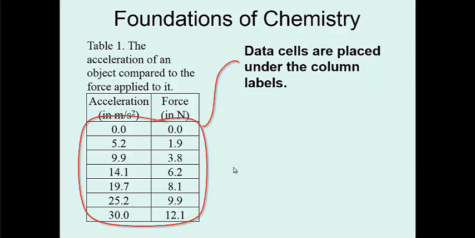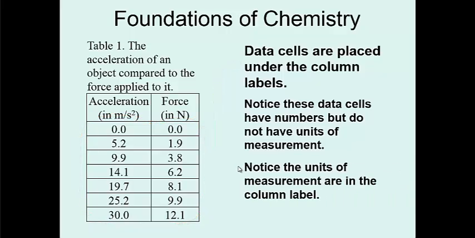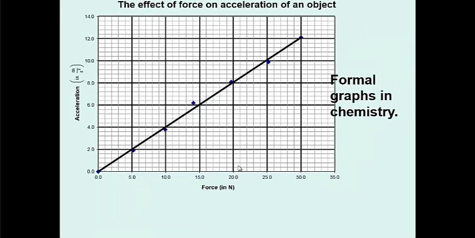Okay, so data cells are placed under the column labels. Usually in order, but they don't have to be in order. Sometimes they're not. That's okay. It makes more sense, especially if you're publishing this in some kind of write-up, because it makes more sense to the person looking at it when things seem to be in some kind of order. Notice the data cells have numbers but do not have the units of measurement. Notice the units of measurement are in the column label. All right. So here's the graph.